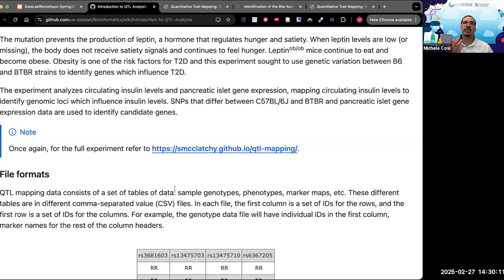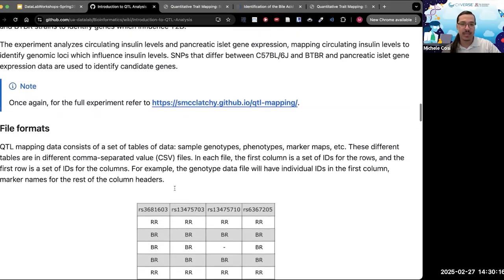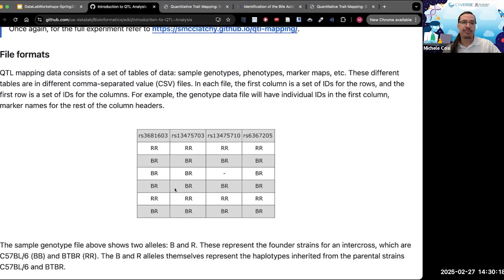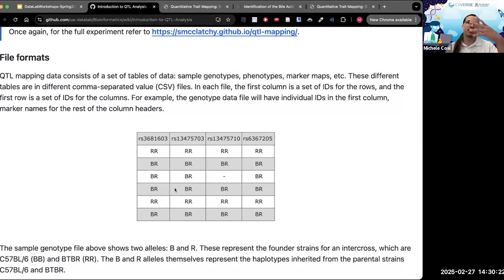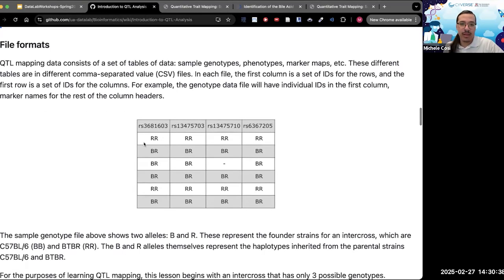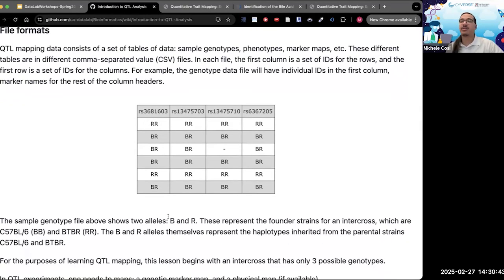So for QTL analysis, you require, I think, 4 files. The files in general are CSV files, and these contain IDs in rows. In this example, you can see what each of the alleles are. Excuse me about that.